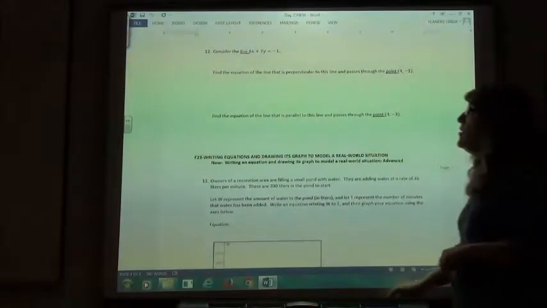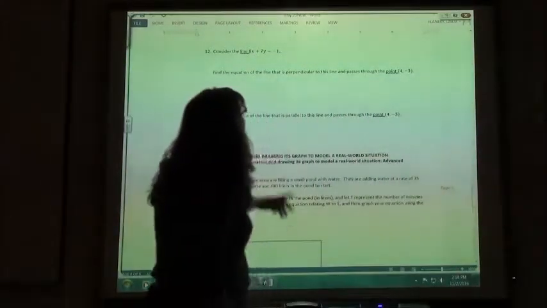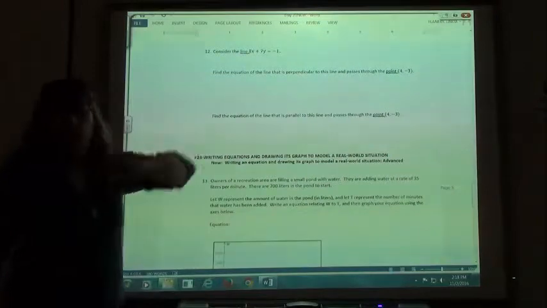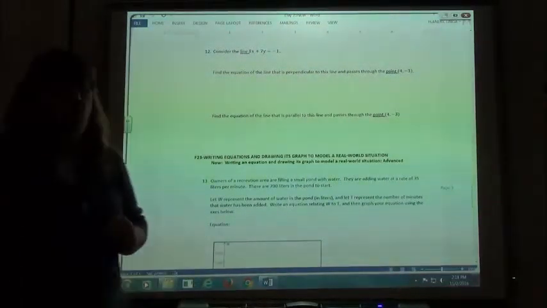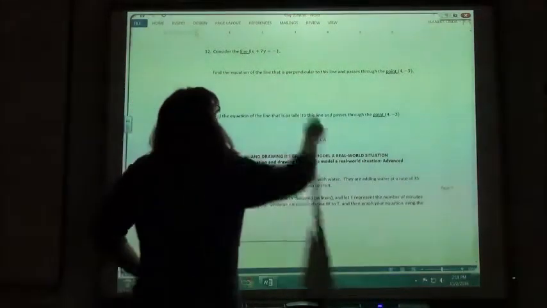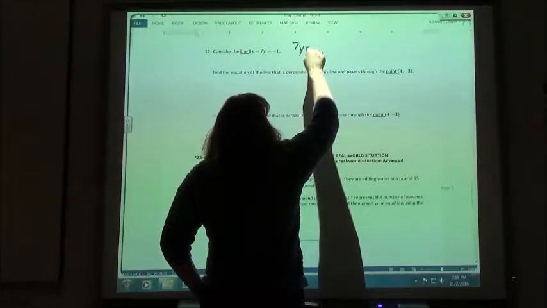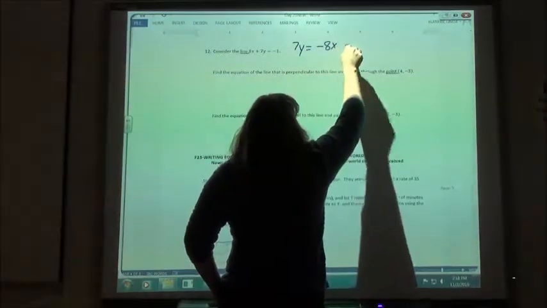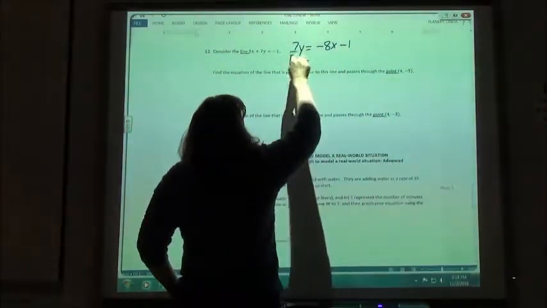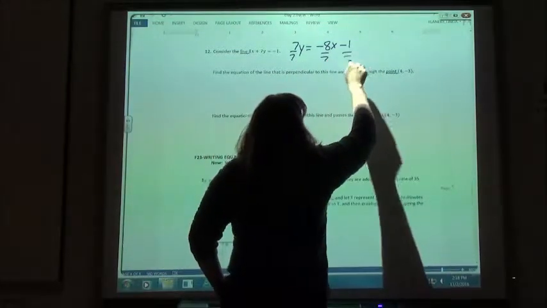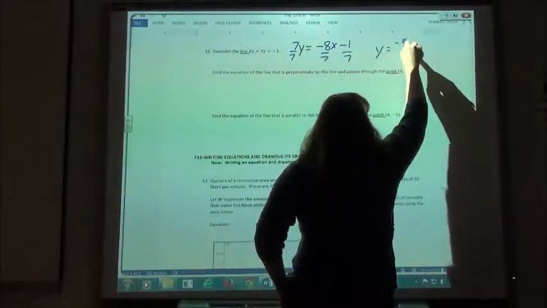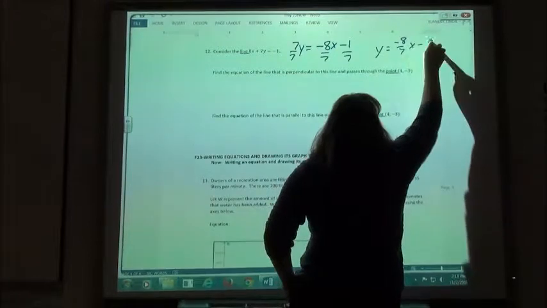Number 12, on this one, they give you one that is not solved for y, so before you start, you're going to have to rearrange and solve your equation for y. So 7y would equal -8x minus 1. I'm then going to divide by 7, so y equals -8/7 x minus 1/7.